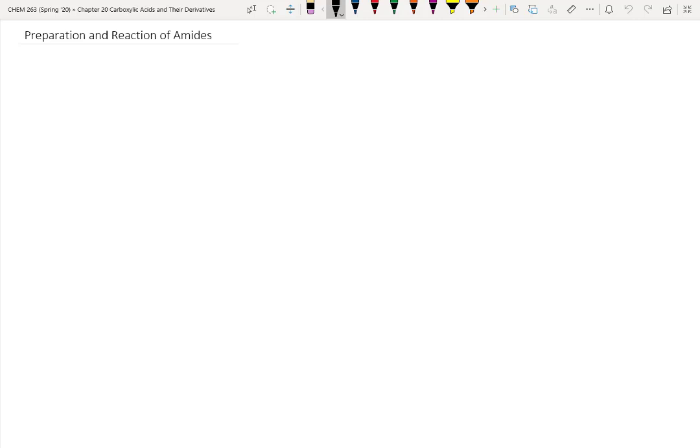Okay, so the next carboxylic acid derivative we're going to look at are the amides. And I wanted to do preparation first, and then we'll go into the reactivity. So, preparation of amides.